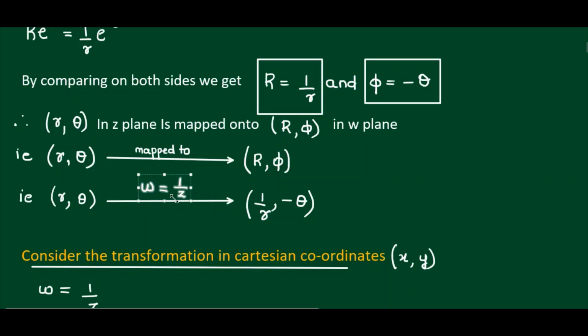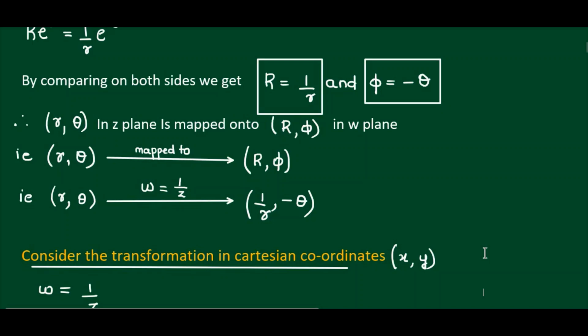Under this transformation, if you are having a circle of radius r, it is being mapped to a circle of radius 1 by r. And then if you are having theta in the Z plane, in the W plane, you will be having minus theta. Therefore, the name inversion and reflection.